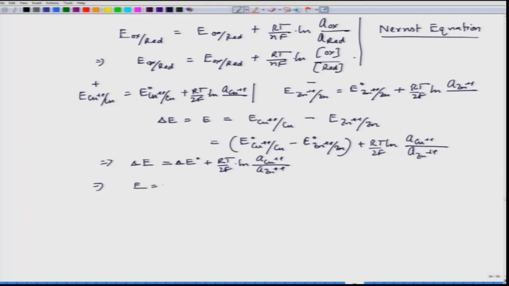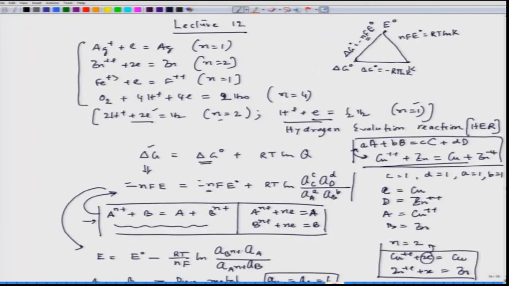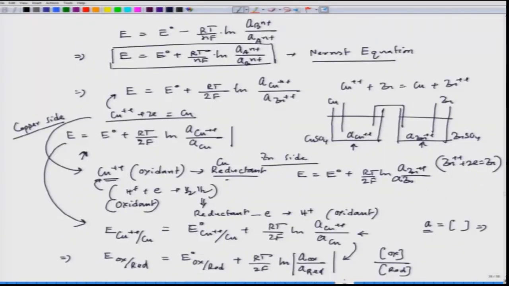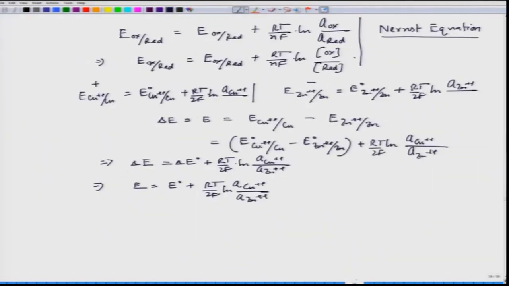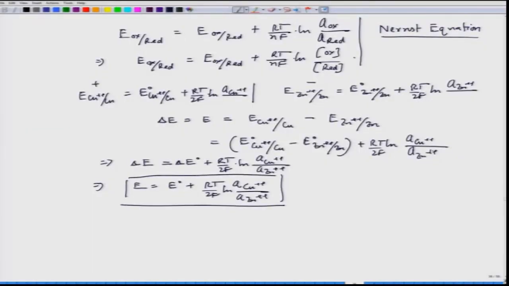Or we can write this, the same one that we have seen here. So, we can also get to the same equation by considering the individual half cells. This relation will enable me to find E as a function of the concentration of copper plus plus and zinc plus plus. This is an extremely important statement. The E cell would be a function of the concentration of oxidant or reductant.